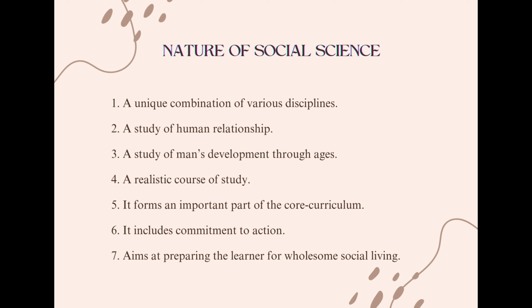Now, let us conclude this topic. We can say that social science is more than just a school subject. It's a guide for life. It teaches us about the past, helps us understand the present, and prepares us for the future. Also, it shows us how to work together, respect others, care for our country, and make the world a better place. By learning social science, we don't just gain knowledge, we learn how to live in peace and harmony with everyone around us.